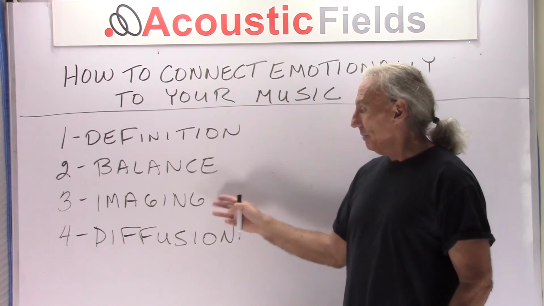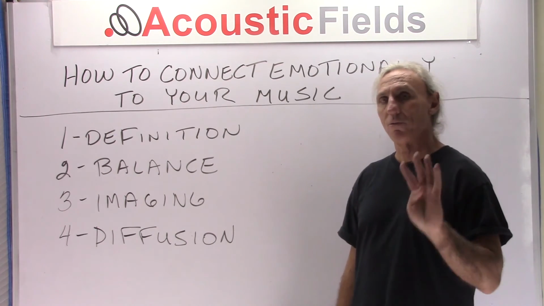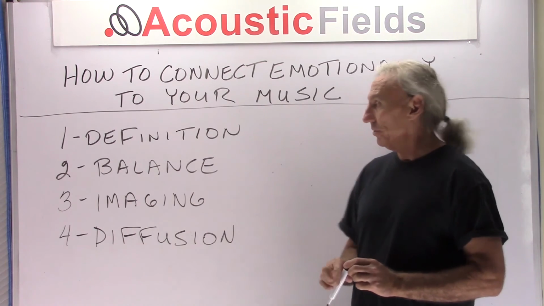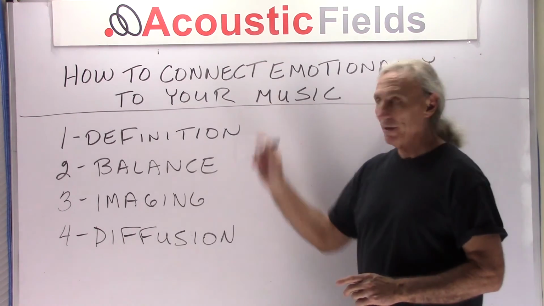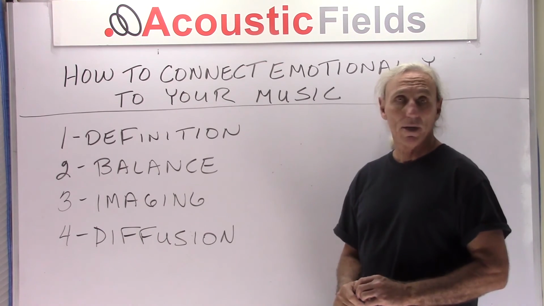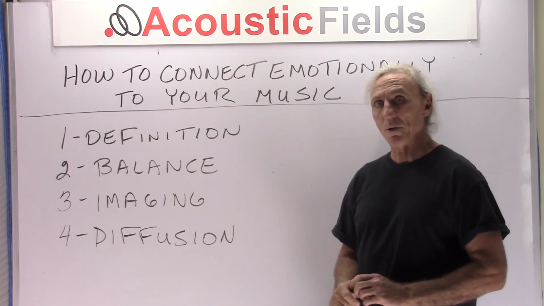So definition, balance, imaging, and diffusion, 4 ways that you can kind of use as a checklist in your current system, and it'll help you to connect better emotionally to your music. And that's, I believe, the goal we all have.